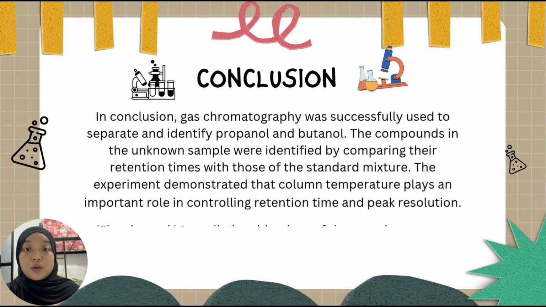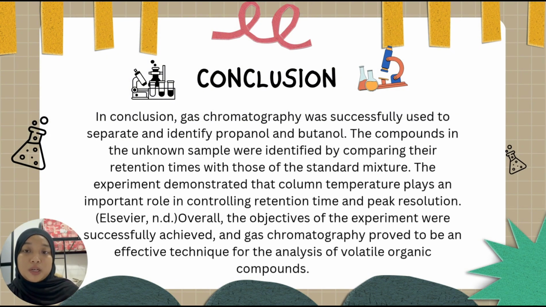And the last one, we have a conclusion. In conclusion, gas chromatography was successfully used to separate and identify propanol and butanol. The compounds in the unknown sample were identified by comparing their retention times with those of the standards. The experiment demonstrates that column temperature plays an important role in controlling retention time and peak resolution. Overall, the objective of the experiment was successfully achieved and gas chromatography proved to be an effective technique for the analysis of volatile organic compounds.